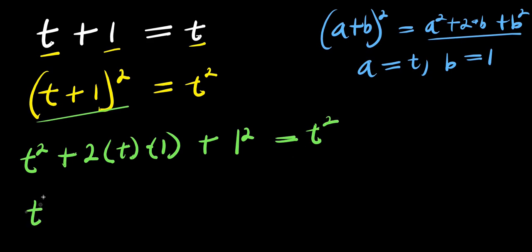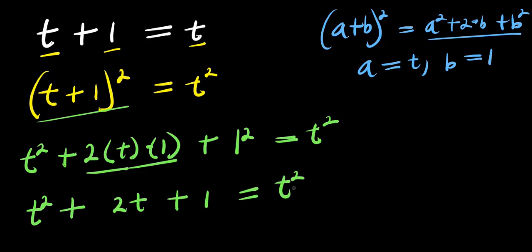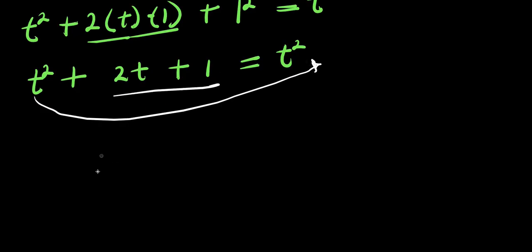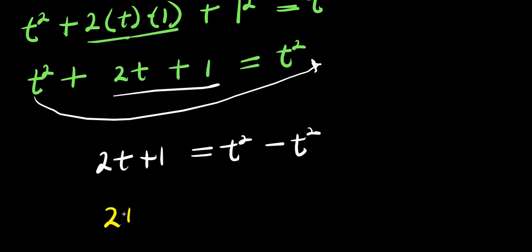So from here we have t squared plus 2 times t, 2t times 1, this is 2t, plus 1 power 2, this is 1, equals t squared. Right now, I can decide to move this t squared over here, it becomes negative t squared. So I'm going to be left with 2t plus 1 equals t squared minus t squared, which is 0.